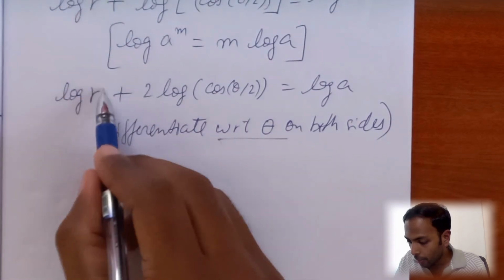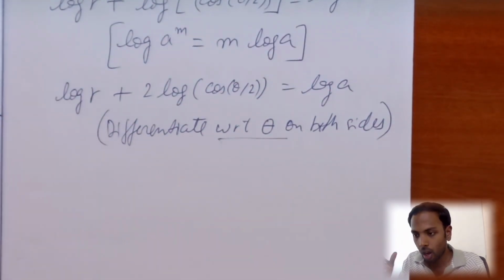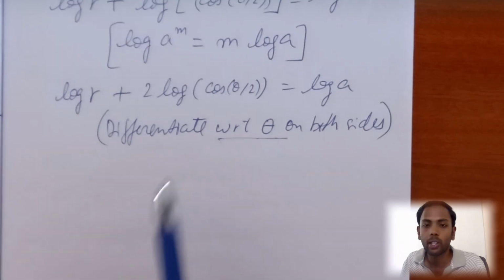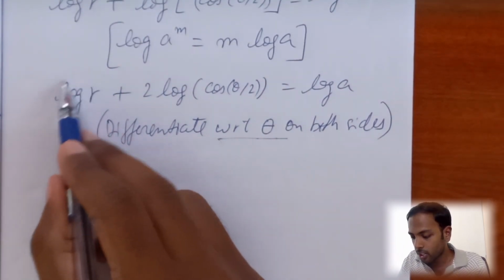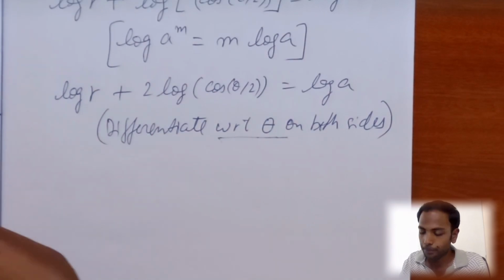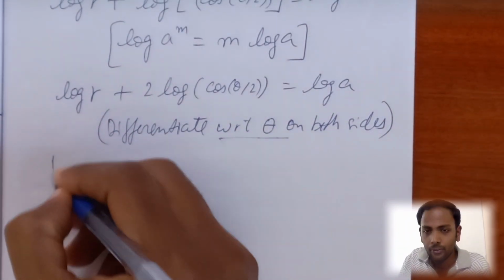There is no theta here. Am I right? There is only log r. So how to differentiate anything that has r, but still you have to differentiate with respect to theta? The shortcut is first differentiate this with respect to r itself. What is the differentiation of log r with respect to r? 1 by r. That is a direct formula.